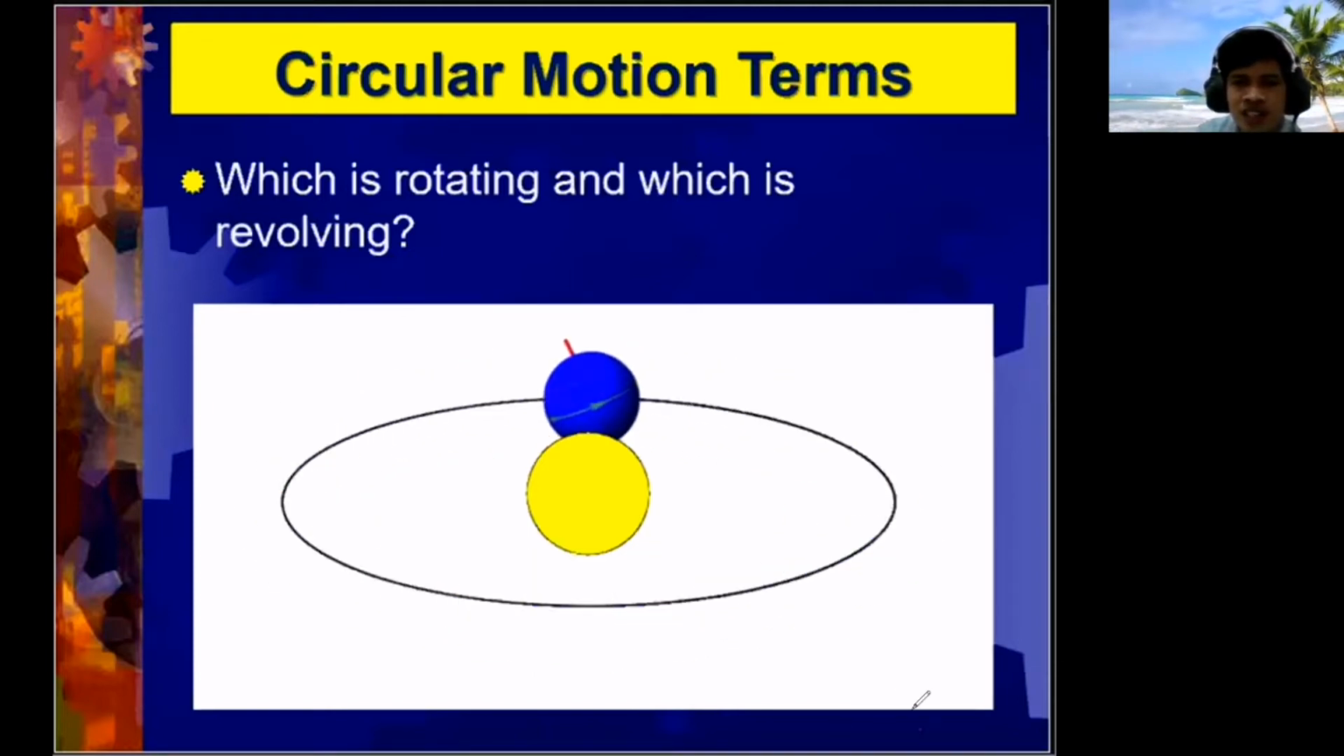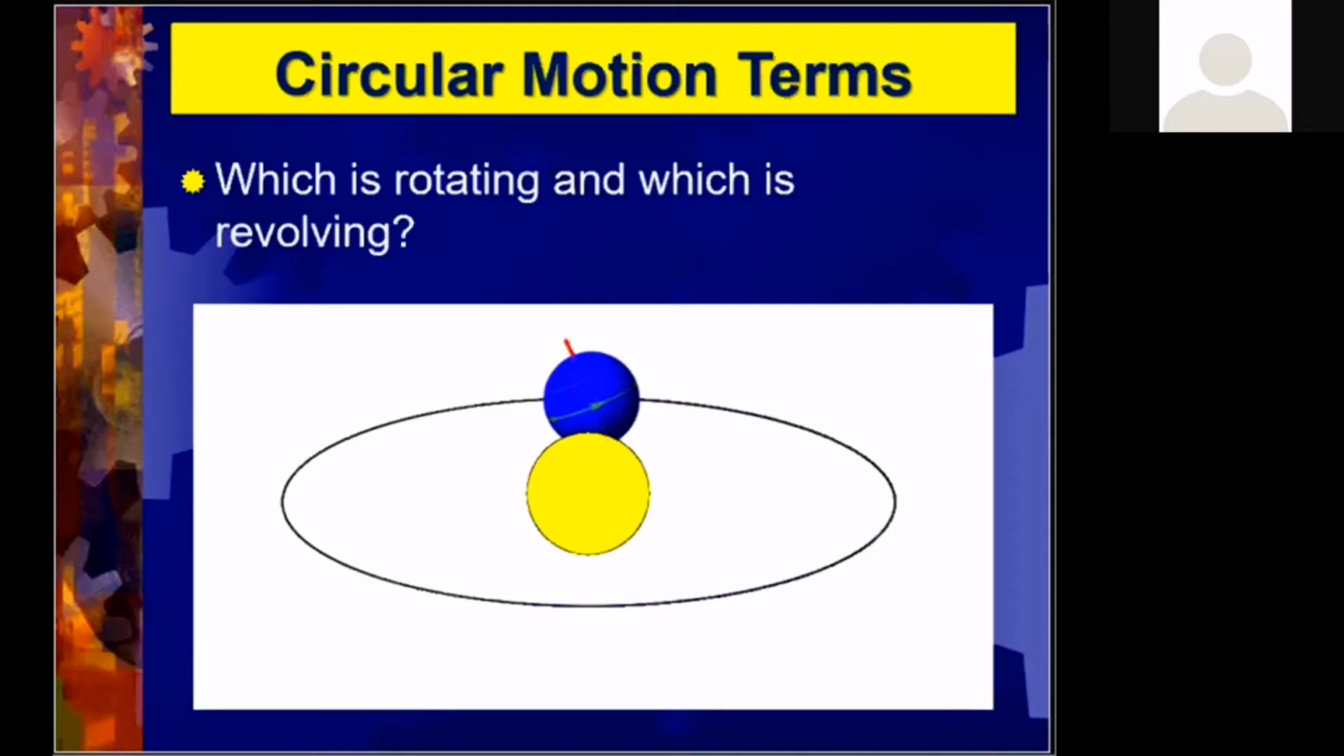But the blue one is also rotating around its, what do you call this line here again? What do you call this line at the center or at the middle of the blue object? What do you call this invisible line again? Let me fill up the line.